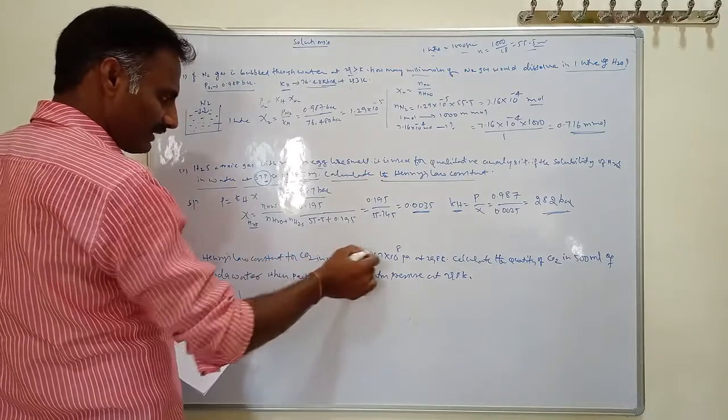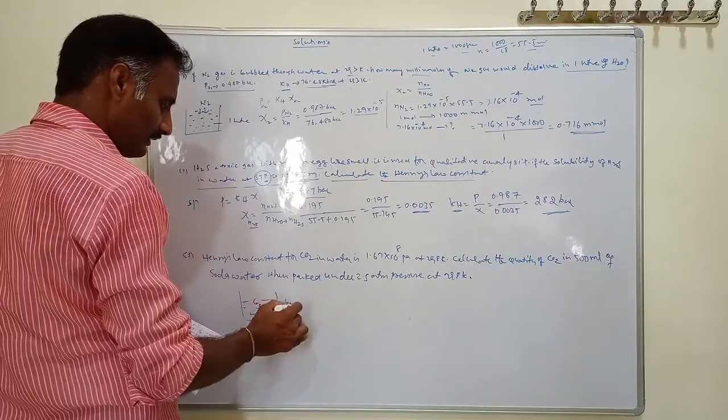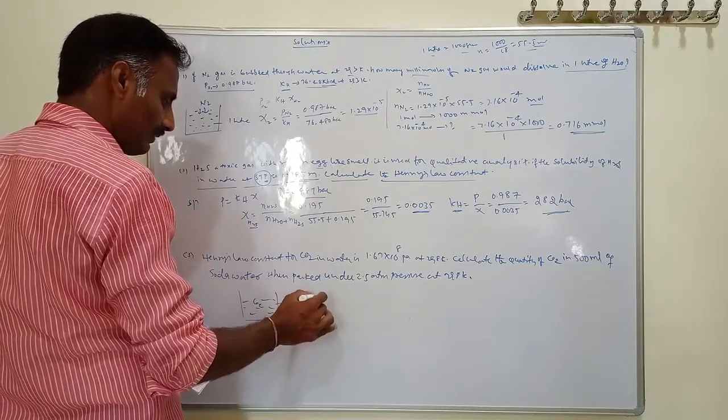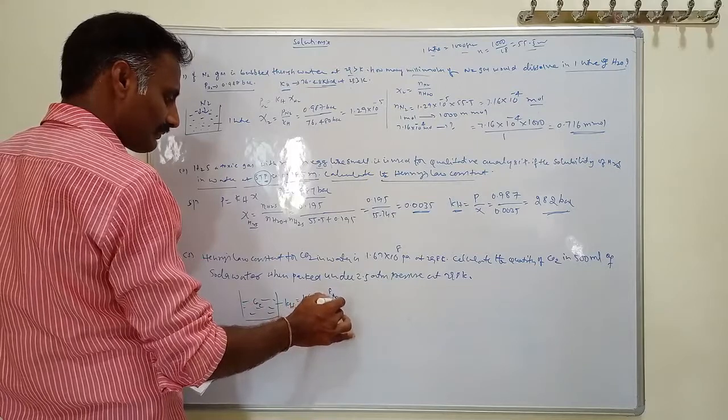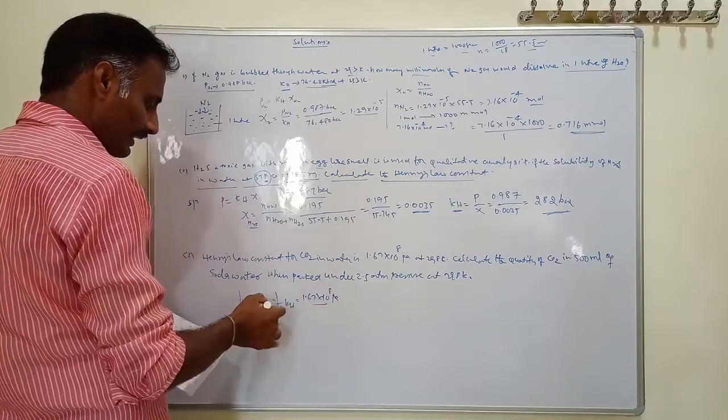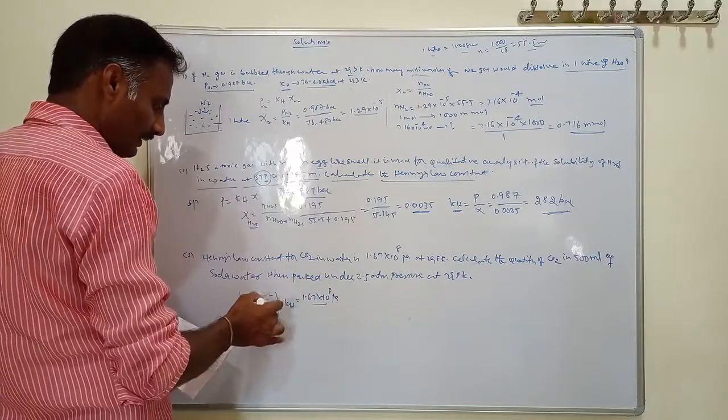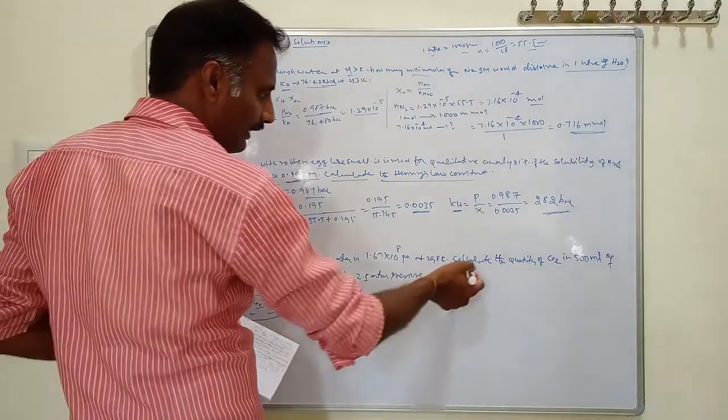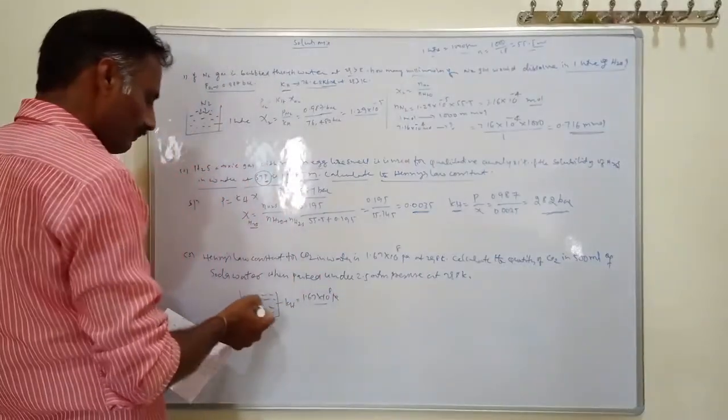Henry's law constant is given here. The Kh value is 1.67 into 10 to the power of 8 pascals. This is the Kh value of CO2 in water at 200 Kelvin. Calculate the quantity of CO2 in 500 ml of soda water.